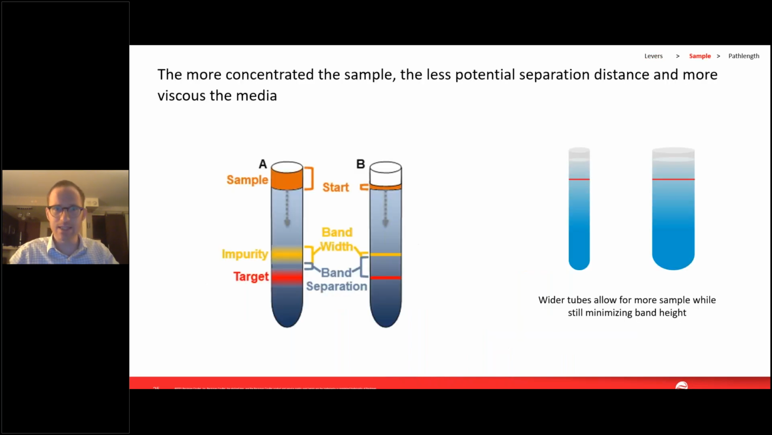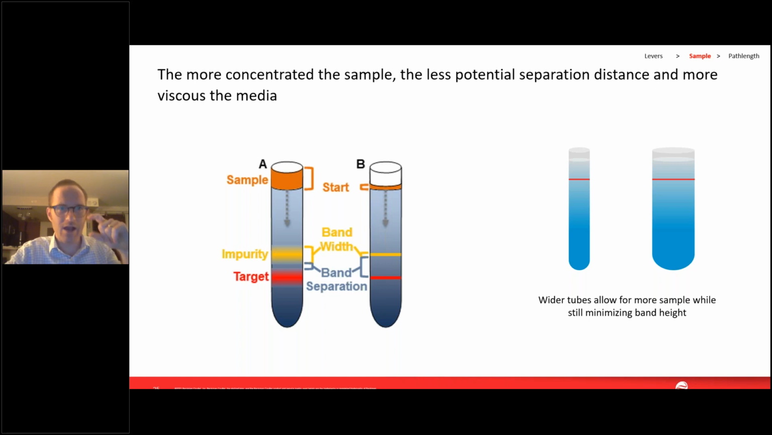Let's jump right into the sample volume and concentration, right? The more concentrated the sample, the less potential separation distance, and the more viscous the media, right? So with a diffuse band, what we're basically doing is starting the sample out at many different spots, right? This reminds me, I ran one marathon. I'm sorry, I'm going to use a metaphor here, right? But this is the functional equivalent of somebody starting a mile apart in the same marathon race. They might be the same speed, but they're going to finish a mile apart, right?